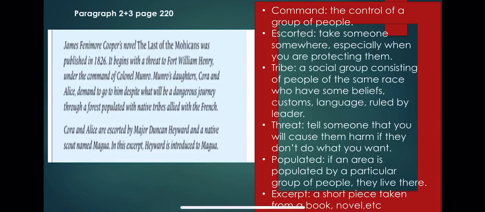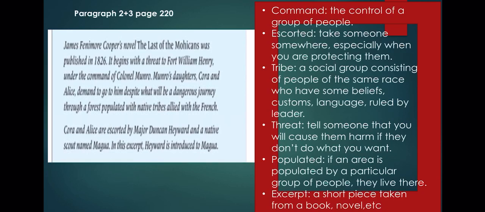Now these are paragraphs 2 and 3 you have on your page 220. James Fenimore Cooper's novel The Last of the Mohicans was published in 1826. It begins with a threat to Fort William Henry under the command of Colonel Monroe. Monroe's daughters, Cora and Alice, demand to go to him despite what will be a dangerous journey through a forest populated with native tribes allied with the French.